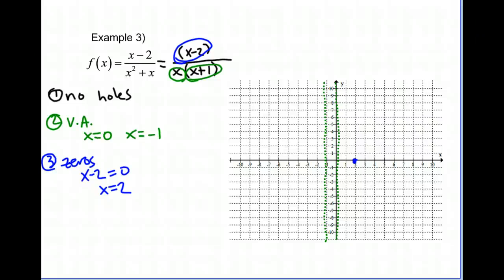Which is kind of interesting considering that there is... oh, wait a minute, spoiler alert. Okay, hold on, let's get to the last one. Let's look at the horizontal asymptotes. That's where we're looking at degree. So we've got degree of 1 on top and degree of 2 on bottom. So 1 is less than 2, which means that we have a horizontal asymptote at y equals 0.